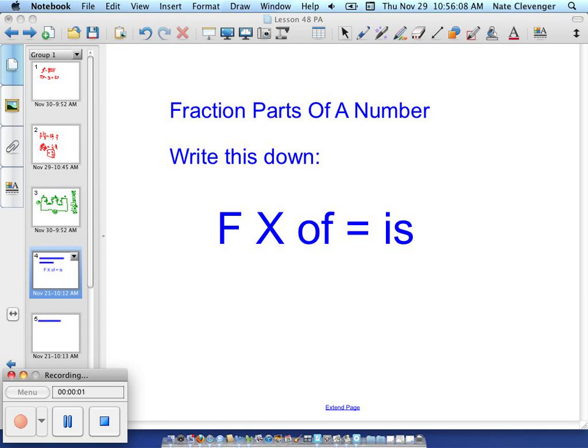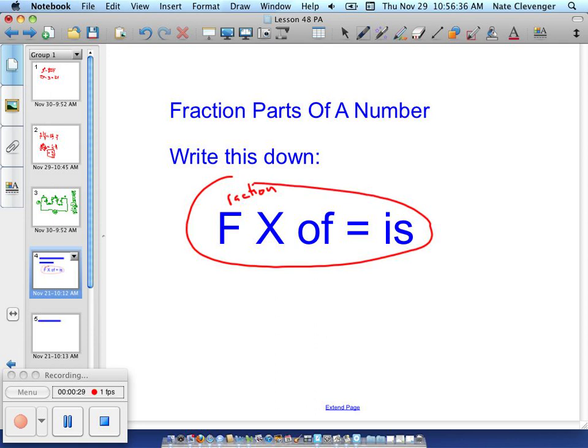The equal sign. Alright, write this stuff down. Yes, the F stands for fraction. The times, the word "of" means times, equals means result or "is." And we'll use this idea a whole lot more later on when we get into word problems with fractions, and we'll identify certain ideas that go with each of those parts.